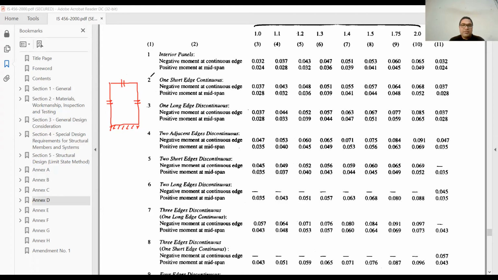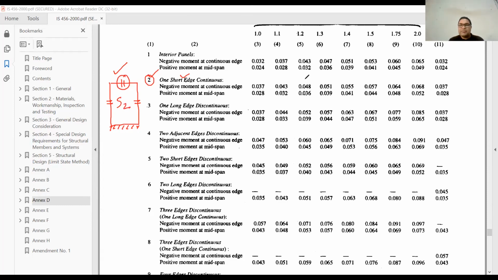Now, if we read case 2, in this case you can see it is saying one short edge is continuous. So maybe our case can fall in category 2 because one short edge is continuous and one short edge is discontinuous. Otherwise, our case will not fall in the 9 cases. So we have to see how we can read the case for our slab. So case 2 will fall for this slab S2.